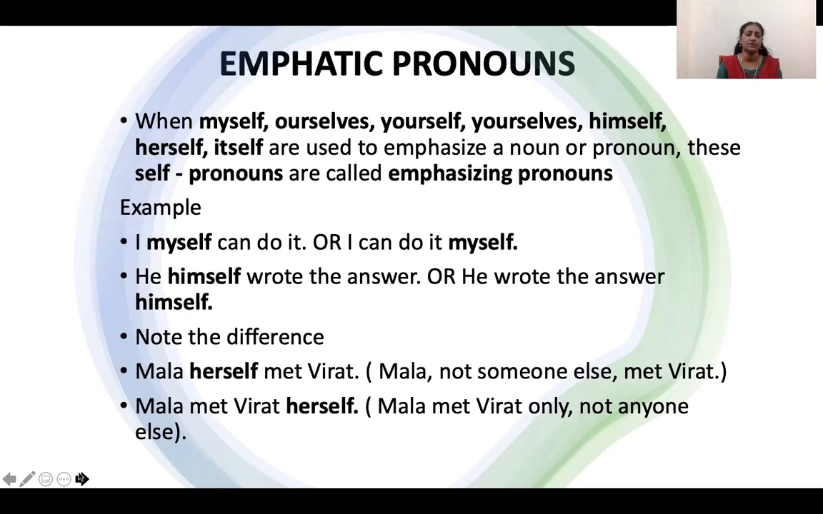Note the difference. Mala herself met Virat. Mala, not someone else, met Virat. Mala only met Virat. Mala herself met Virat. Mala met Virat herself. Mala met Virat only, not anyone else.